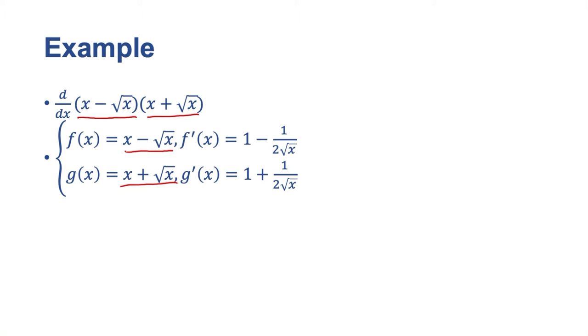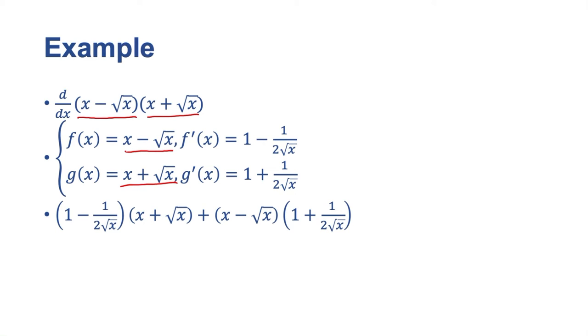And then if we take these derivatives, we're going to get 1 minus 1 over 2 root x for f, and 1 plus 1 over 2 root x for g, f prime and g prime, not just f and g. And if we plug this into our formula, we get 1 minus 1 over 2 root x times x plus root x plus x minus root x times 1 plus 1 over 2 root x. So that is our product rule formula. We've got it in place.